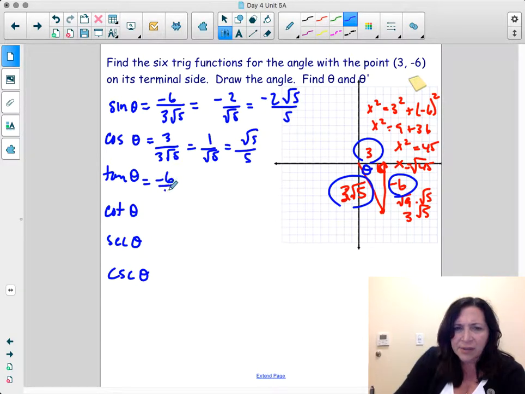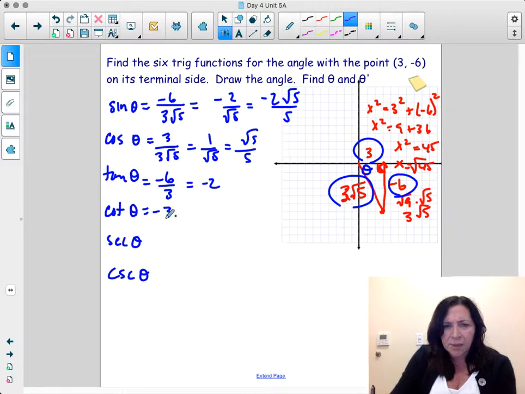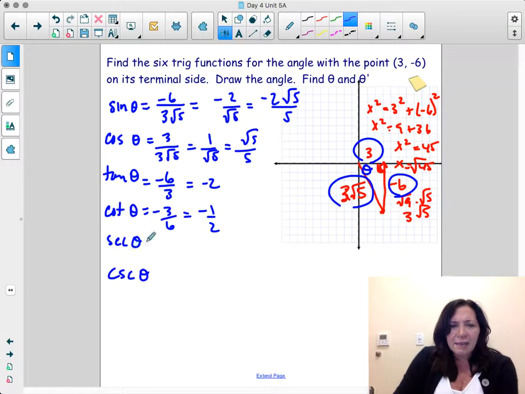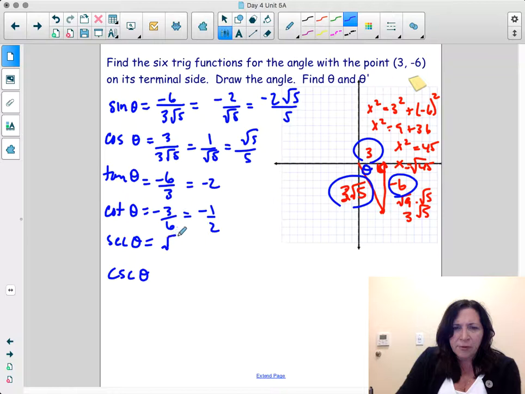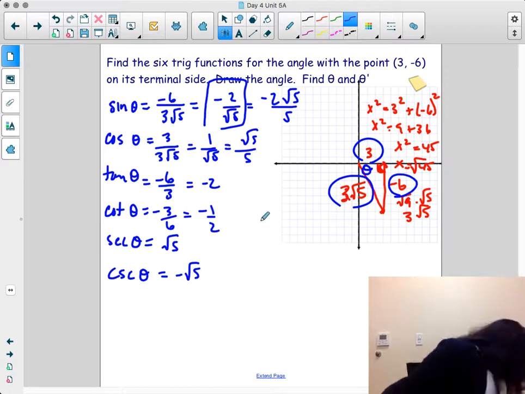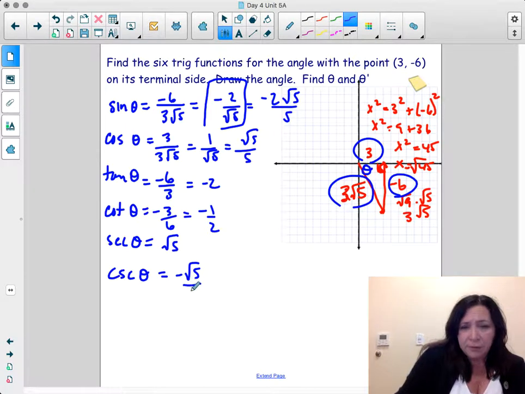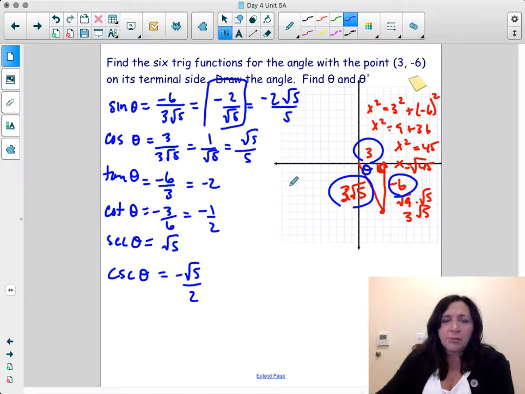Tangent of theta is opposite over adjacent. So that's -6 over 3, which is -2. Cotangent is a reciprocal function. So that's going to be -3 over 6, which is -1/2. Secant of theta is the reciprocal of cosine. So that's going to be this value. So it's going to be √5 over 1. And cosecant is a reciprocal of sine, which is going to be this value right here, which will be -√5, excuse me, over 2. So those are my 6 trig functions.